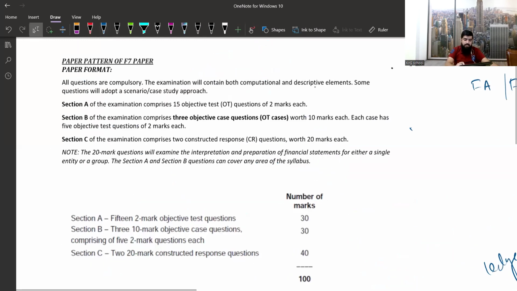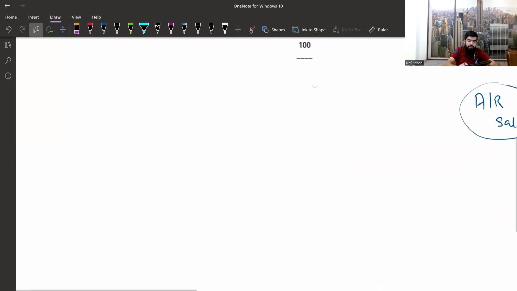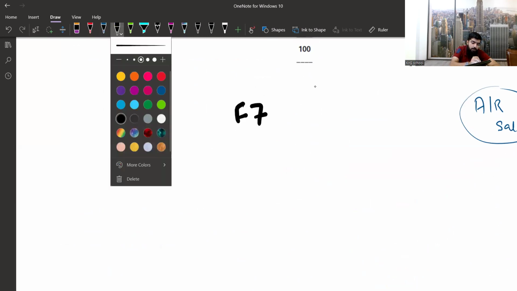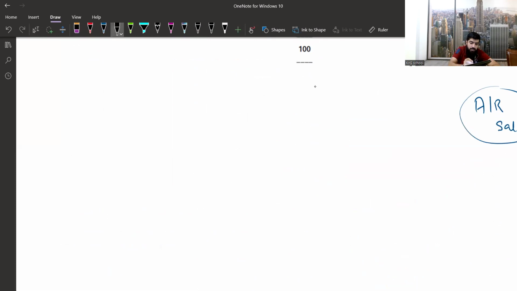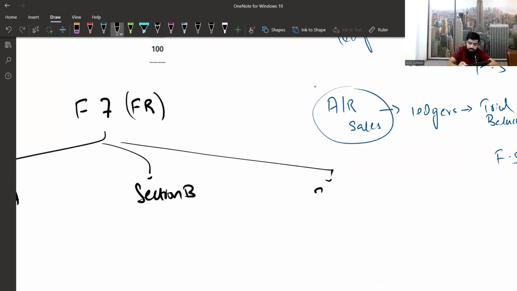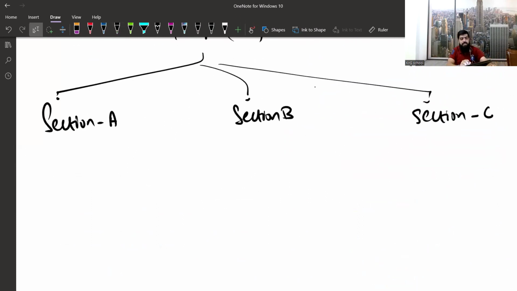Now, there is a paper pattern for the F7 financial reporting paper. Let's discuss the paper pattern, how the paper will be tested. Your F7 financial reporting FR paper will be tested in 3 different sections. That is section A, and obviously section B, and obviously there is going to be section C. So now section A, section B, and section C.